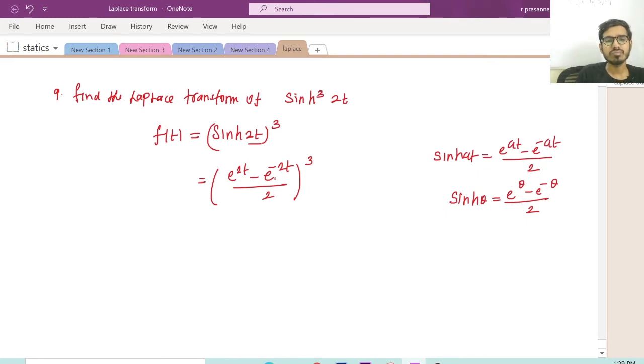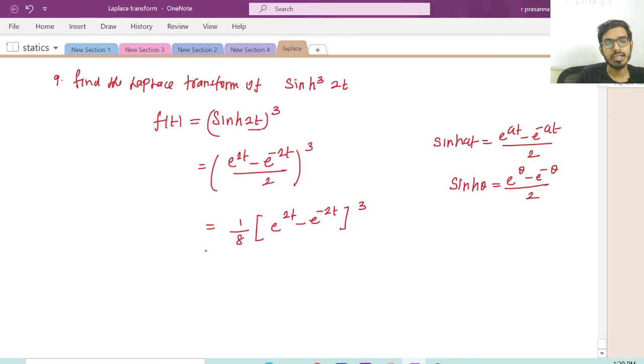Now we need to find the Laplace transform for this function. For that, we will first simplify this and then apply the Laplace transform. If I expand this, I can take the 1 by 2 outside, which means this will be 1 by 8, because 2 cube is 8. So if I take that outside, we will have 1 by 8, and inside we will have e power 2t minus e power minus 2t whole cube.